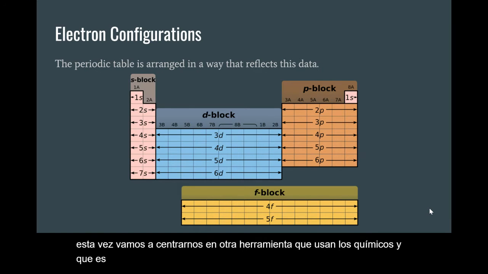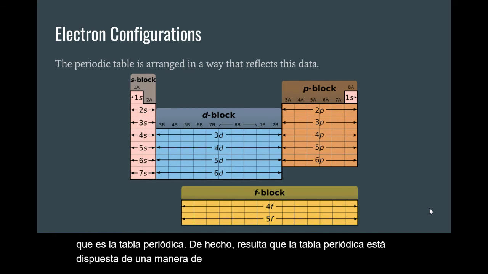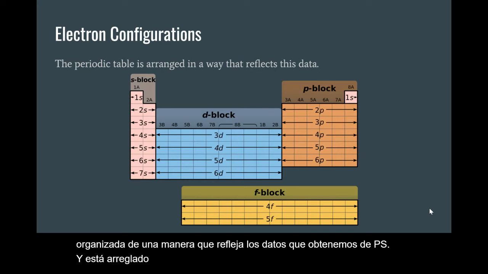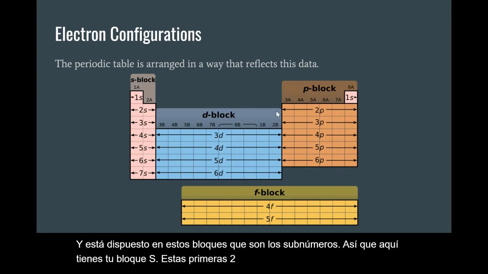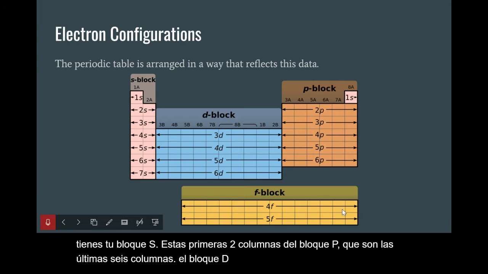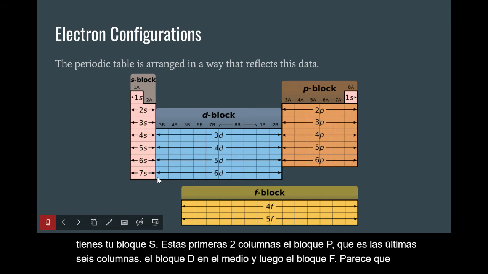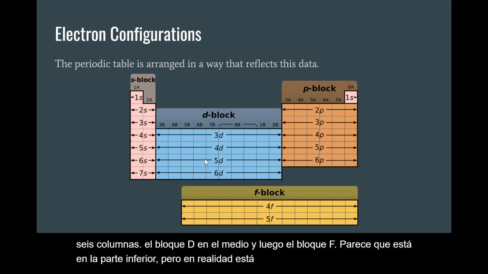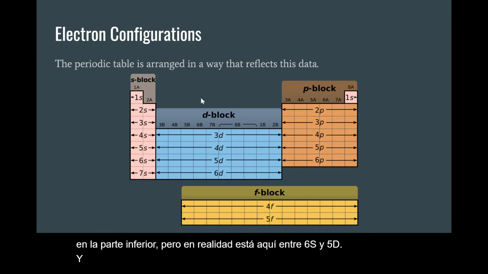It actually turns out that the periodic table is arranged in a way to reflect the data that we get from PES. And it's arranged into these blocks that are the sublevels. So here you have your S block, the first two columns, the P block, which is the last six columns, the D block in the middle, and then the F block. It looks like it's on the bottom, but it's actually here in between 6s and 5d.